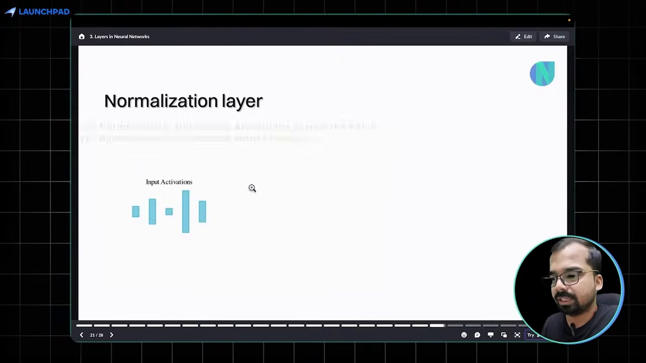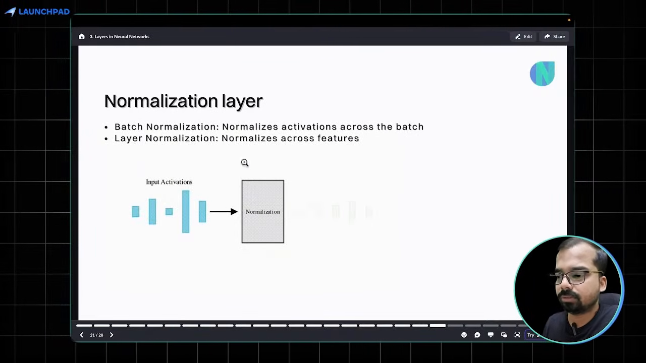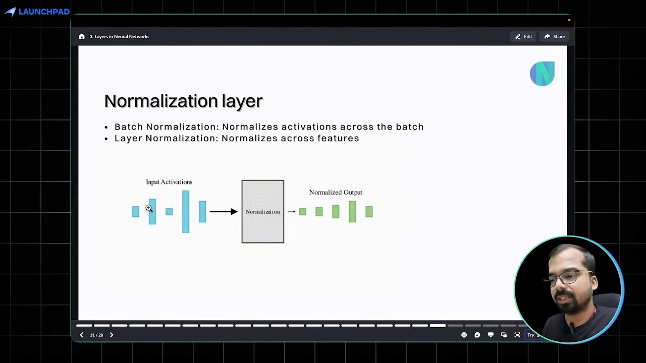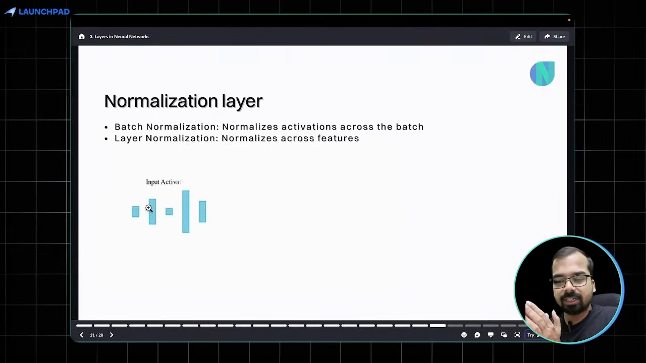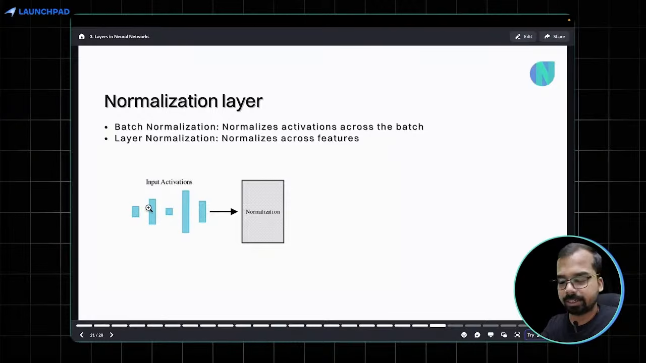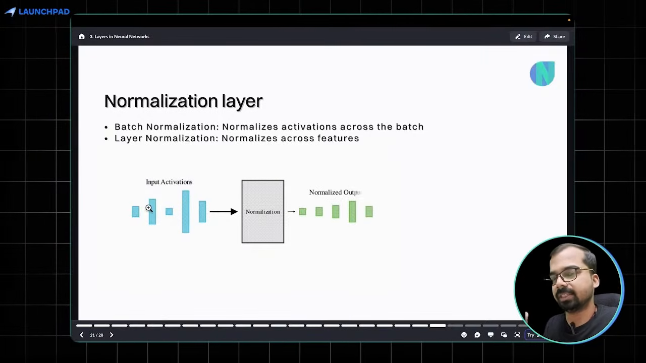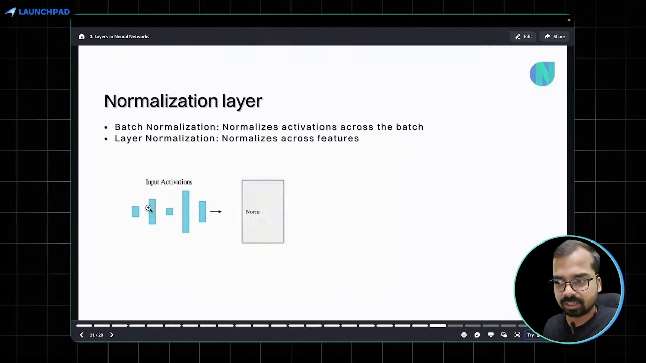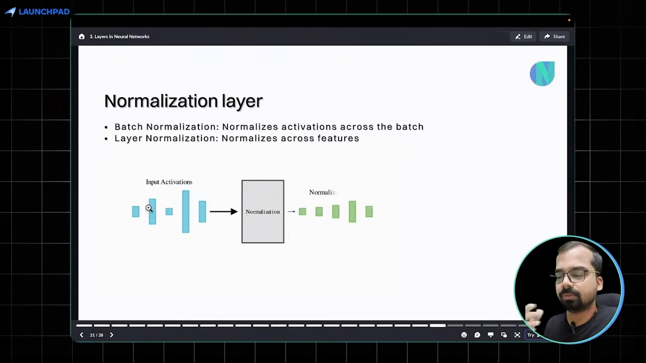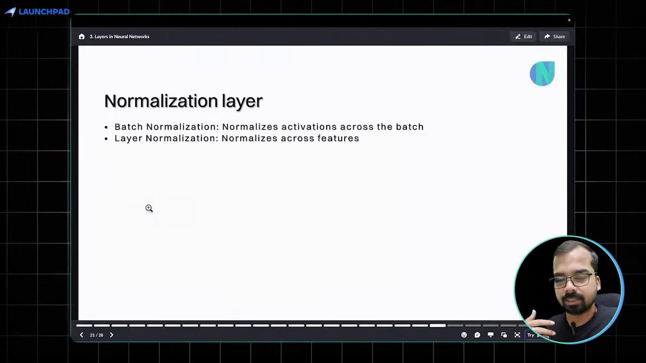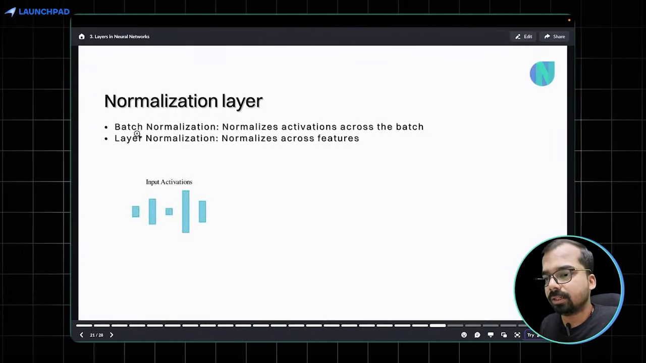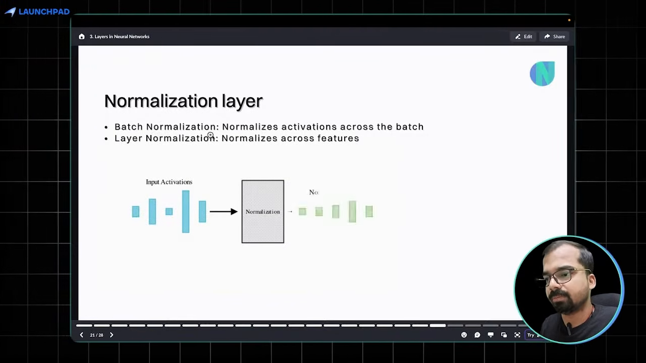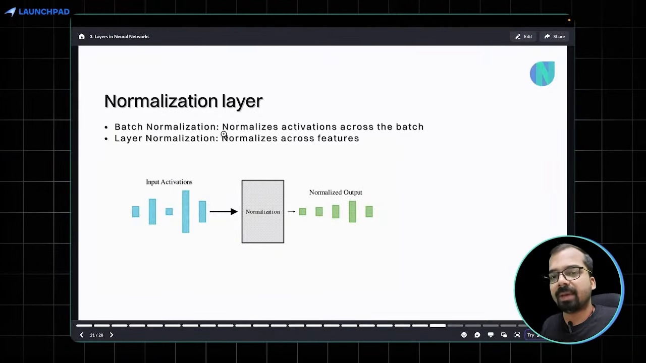So here you can see an example of a normalization layer. A normalization layer normalizes whatever the input is into a certain range, let's say mean as 0 and standard deviation as 1. This will help the system to learn better and faster. There are two types of normalizations. One is batch normalization. So what is a batch?